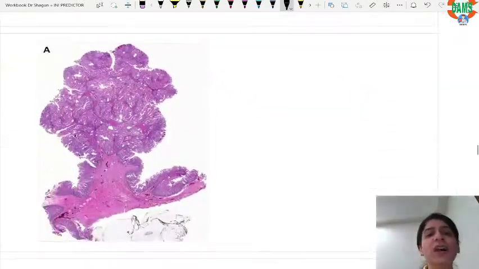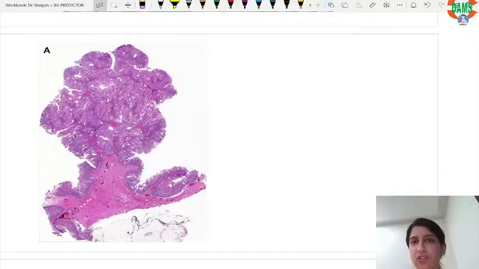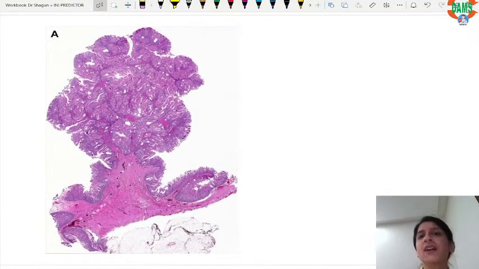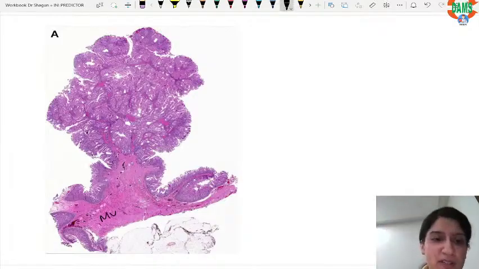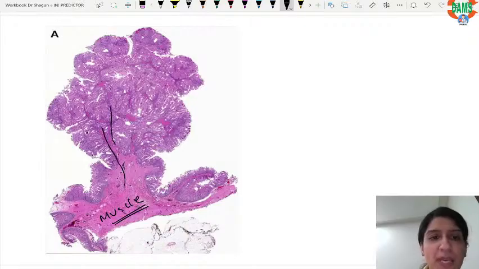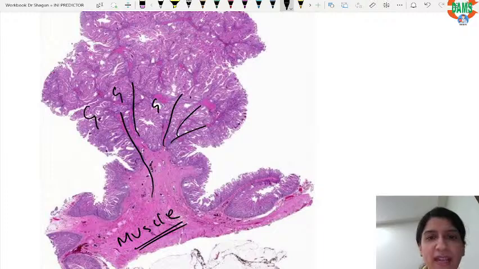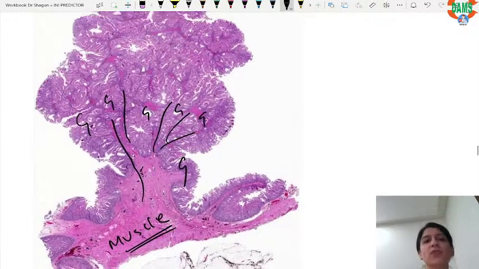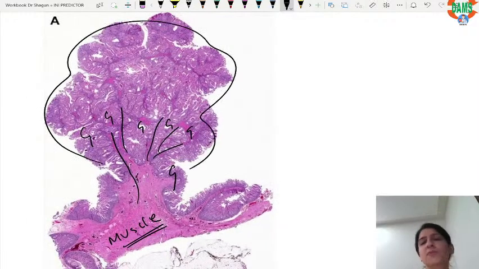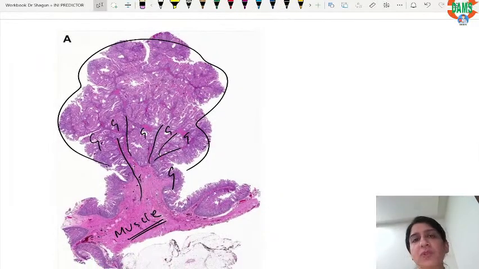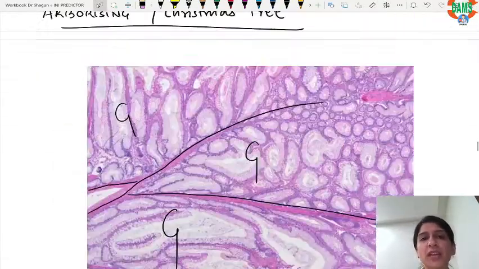I will show you a low magnification power image. Earlier I showed you 3 high magnification images. This is again a Christmas tree pattern. Again, what is this? This is a low magnification power image. I see pink muscle, pink muscle, pink muscle, and these are my glands. This is again your arborizing network or Christmas tree pattern. So that means I'm dealing with a clear-cut case of PJ polyp.